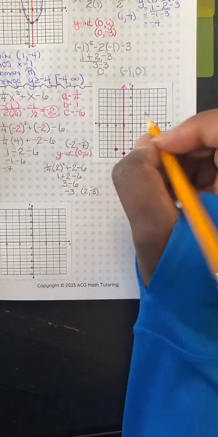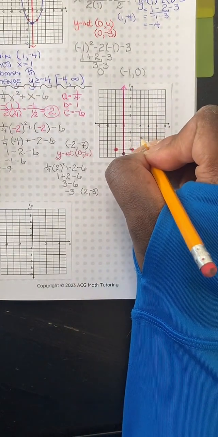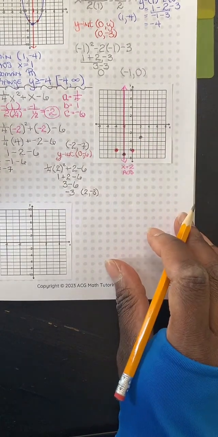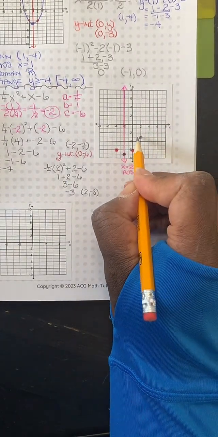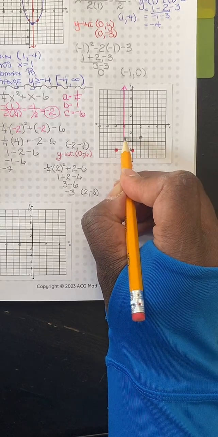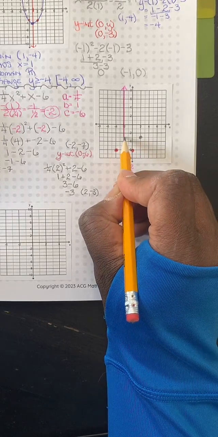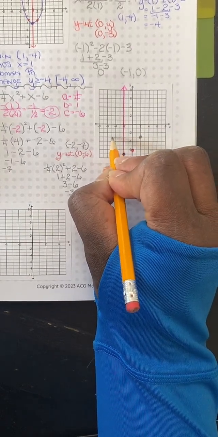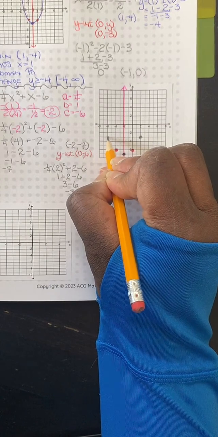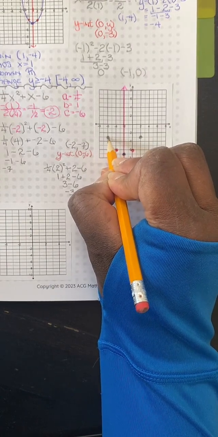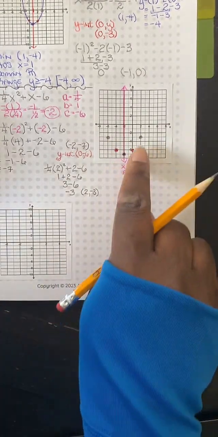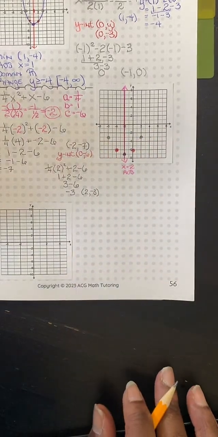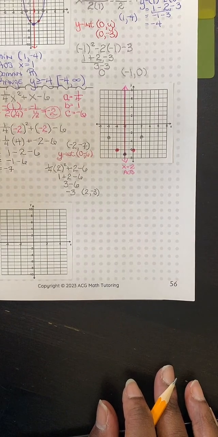So I come over here, here's my 2, here's negative 3, and I'm making this point. Now this point is 1, 2, 3, 4 units away from the axis of symmetry. So I just need 1, 2, 3, 4 units away from the axis of symmetry to mirror that point. Now I can see it a lot better.